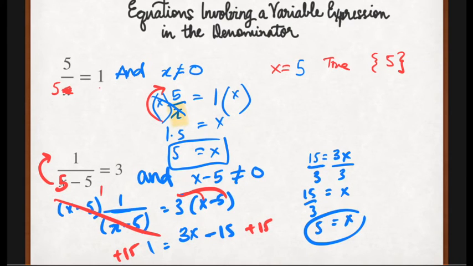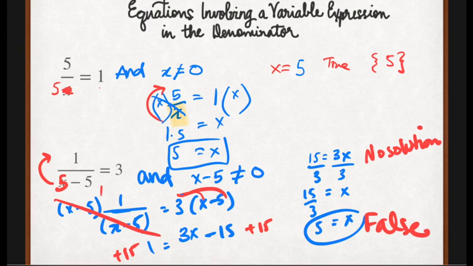Now let me go ahead and plug it in. If I were to put a 5 in here, 5 minus 5 is going to give me a 0, which cannot be true, so this would not be part of my solution set. In this case, we would say that this has no solution.